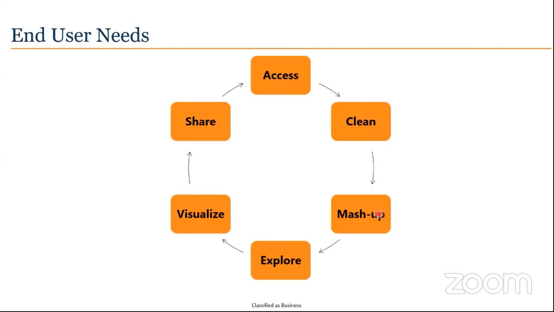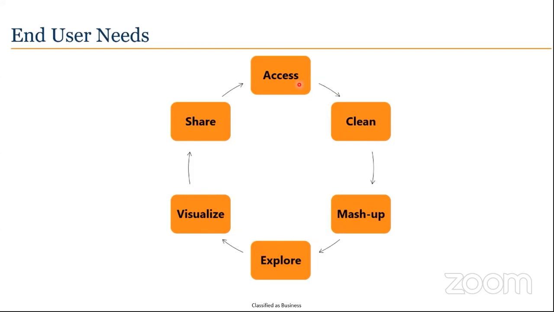After that, we will mash up. Suppose our data has multiple data fields or data sources, what we will do is combine them and build a model here, and from there we will explore the data. Once we explore the data, we will finally visualize it by using the Power BI tool, and we can share the reports. Whatever development we do in this visualization, we will share the report to the end users. So this is the cycle which is followed with Power BI.